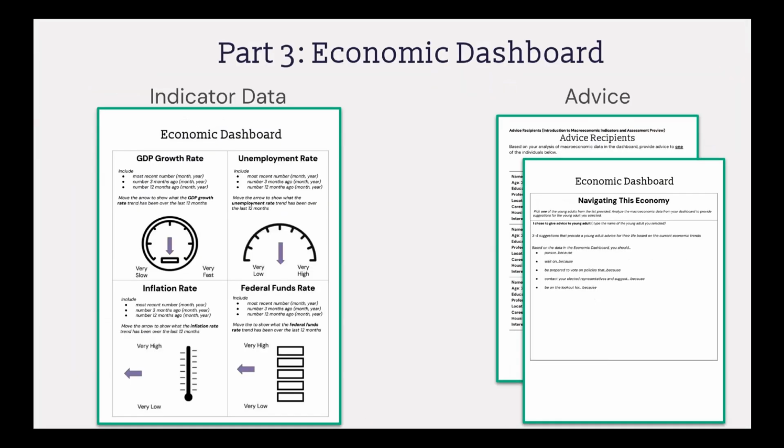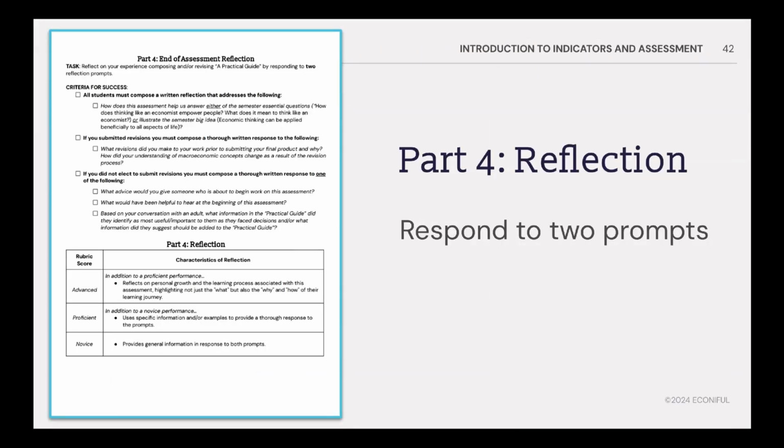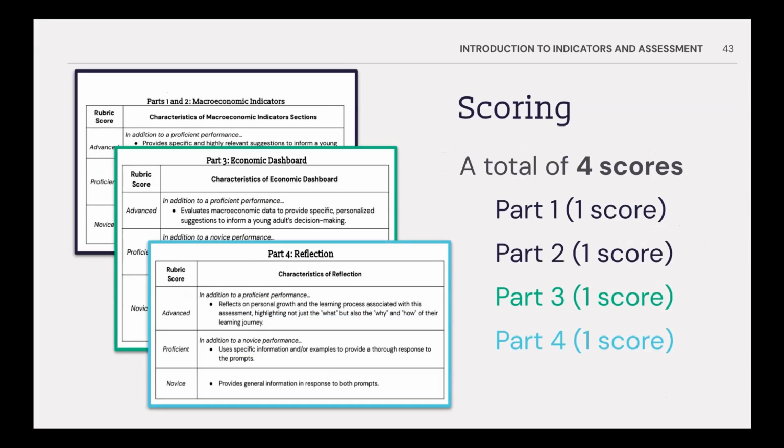For part 3, creating an economic dashboard, students will need to find sources of data and outline trends for each of the 4 indicators. And then they're going to use that data to provide advice to an imaginary young person who's facing a decision. In part 4, they're going to do a reflection responding to 2 prompts, and again, submit the revisions if they elected to do so. We've got a rubric for each of the 4 parts.